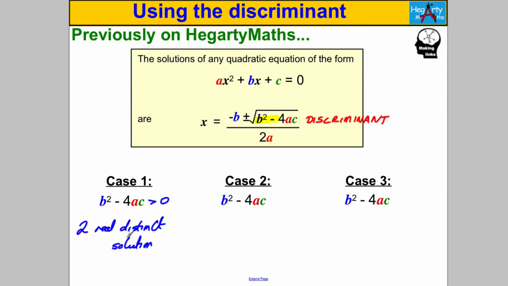Real means they're numbers I'm familiar with, they're on the number line. Distinct means they are two different answers. Now in case 2, when the discriminant was actually equal to 0, okay, I got one repeated real solution.